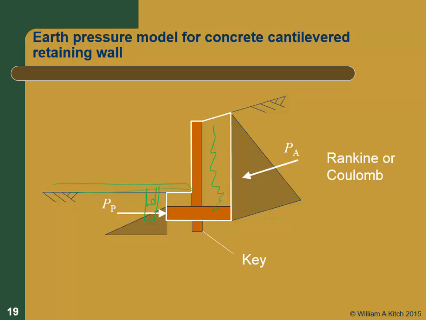There's pretty good evidence, by the way, that when you have a key here and it does slide, it doesn't generate this whole earth pressure, that it actually slides along this line. Why would the soil fail along this surface when it could fail right along that surface and come up like that?